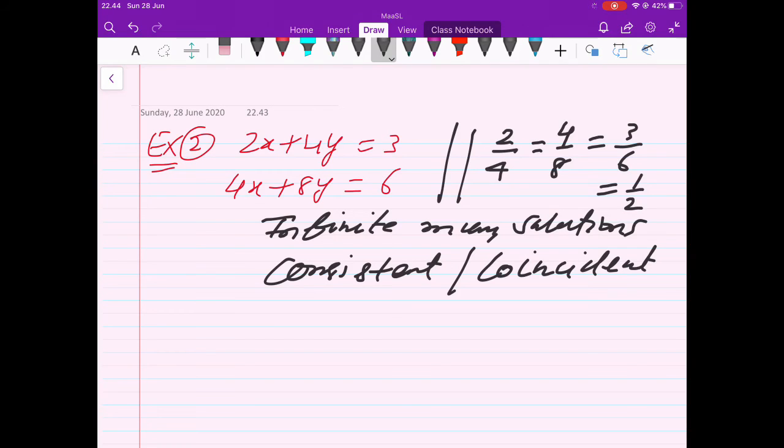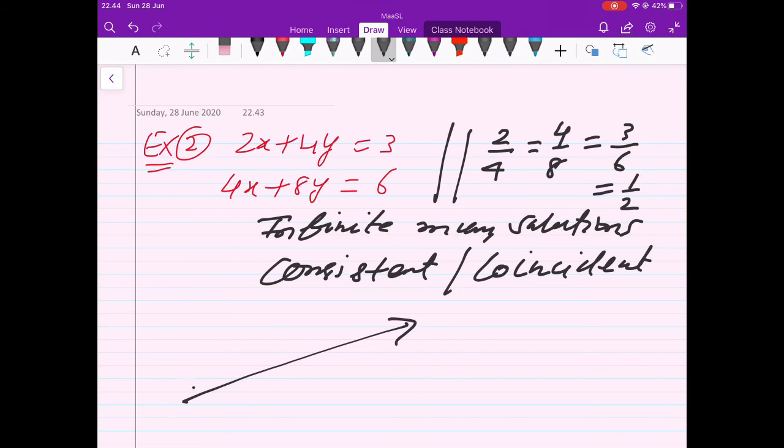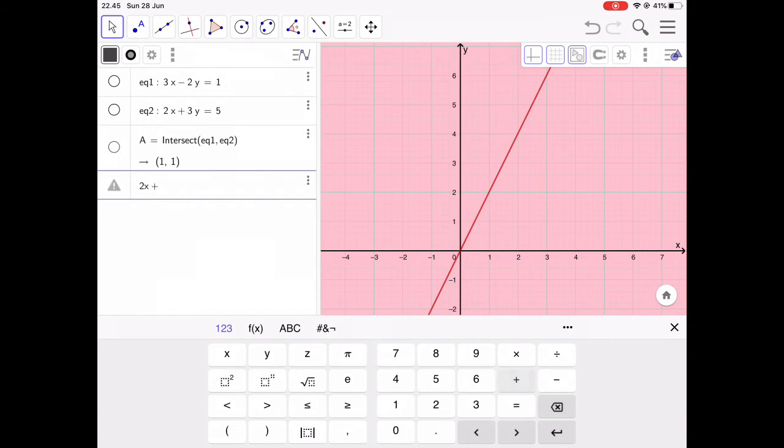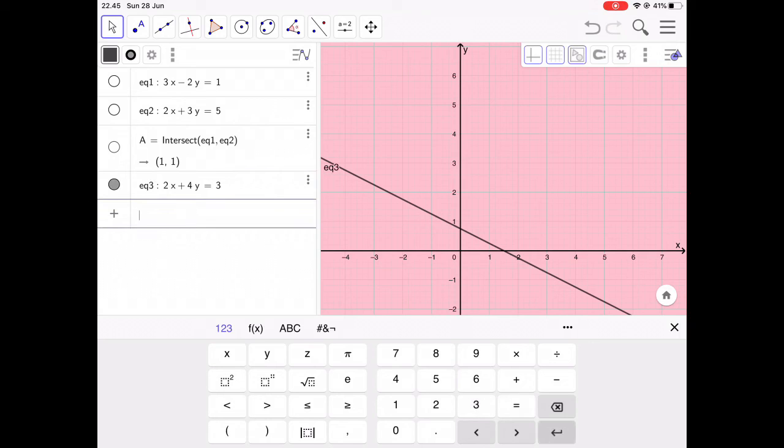Coincident means they are overlapping. Let's say line L1 is this, and the other line L2 is also on the same line, and they have infinitely many solutions. Let's see with the help of GeoGebra. 2x plus 4y equal to 3, first equation. The second is 4x plus 8y equal to 6.